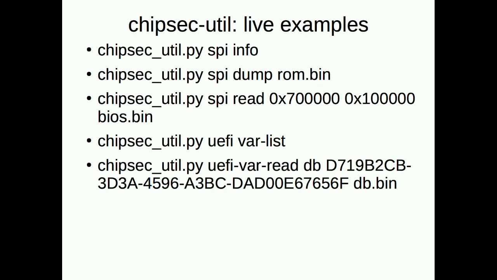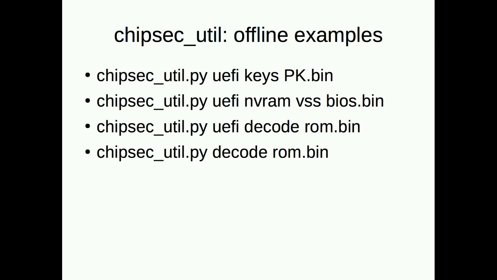We got live. You use some live examples you'd use on a live machine. Here are some examples of offline analysis. Offline happens after you've done live stuff. So you were in your live box, you saved your UEFI keys, your ROM.bin, and now you're on an offline box, which could be the same system or could be a completely different system, and now you're analyzing the data that you've made earlier and looking at it.